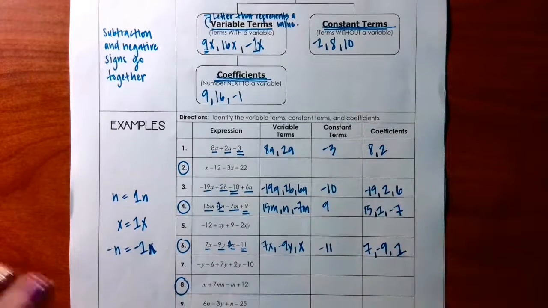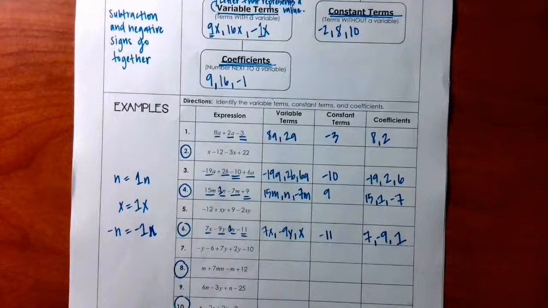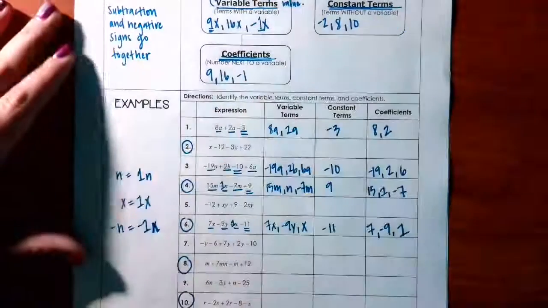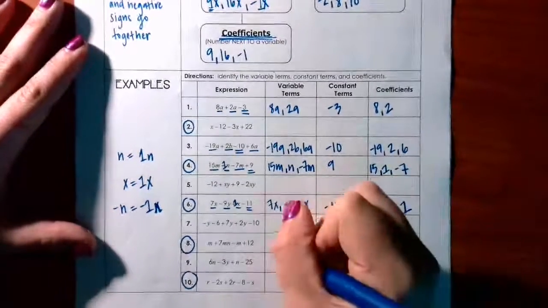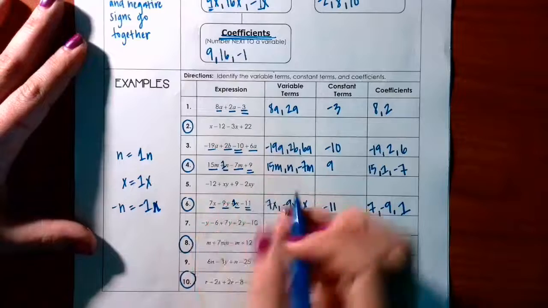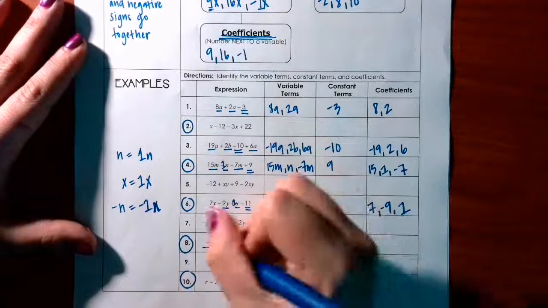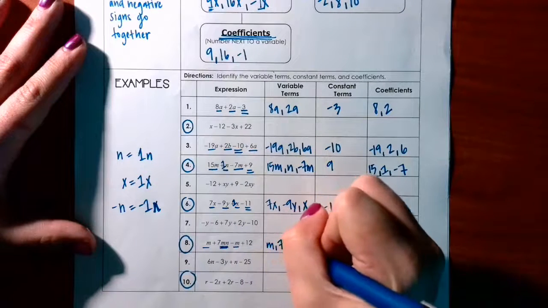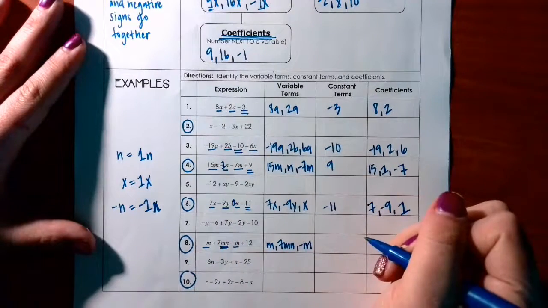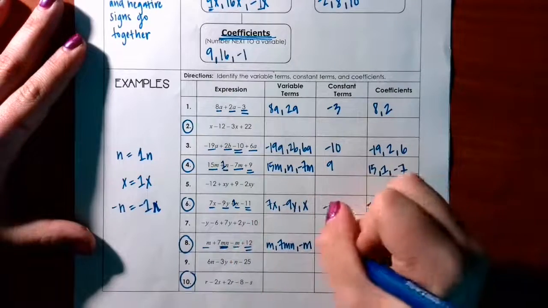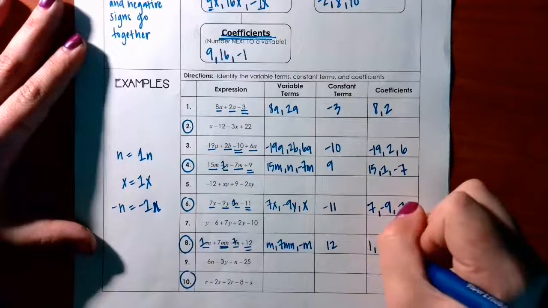I'm going to skip number 7. And I'm going to work on number 8. Now, here I've got 2 variables. That's still a variable term. That's still a variable term. So I've got m, 7mn, and negative m. Don't forget that subtraction sign goes along with that m. My constant term, I only have 1, is 12. And my coefficients, don't forget the imaginary 1s up here, are 1, 7, and negative 1.